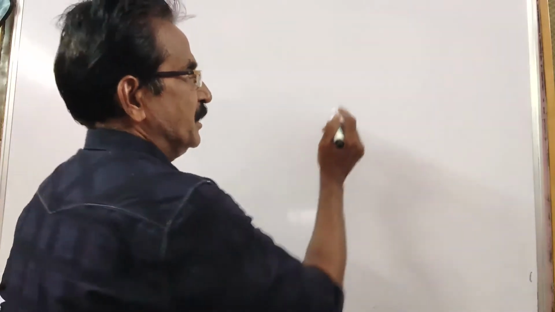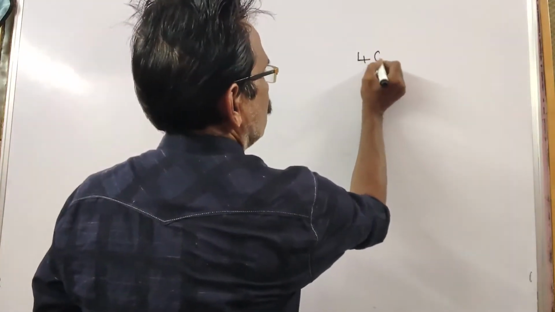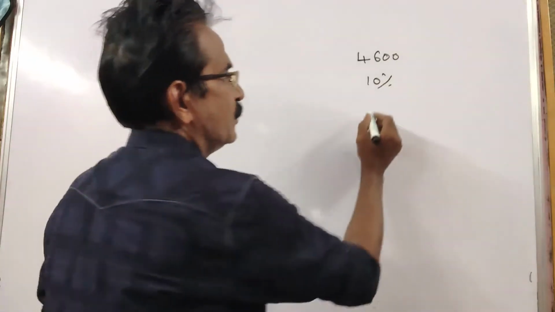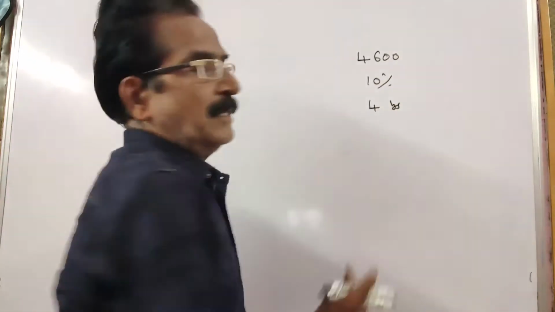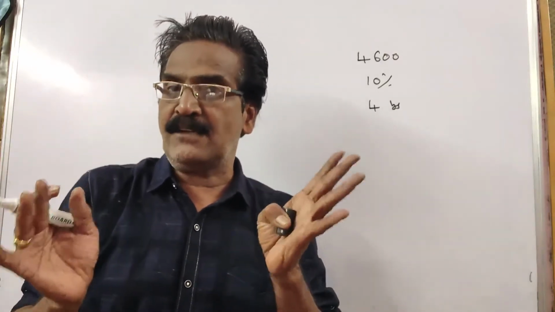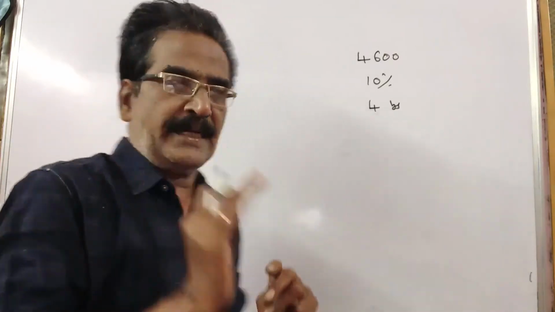Let us see the next problem in simple interest. What annual installment will discharge a debt of rupees 4600 due in 4 years at 10%? See, the total amount due is 4600, rate of interest 10%, due in 4 years. Let us say the annual installment be rupees 100.